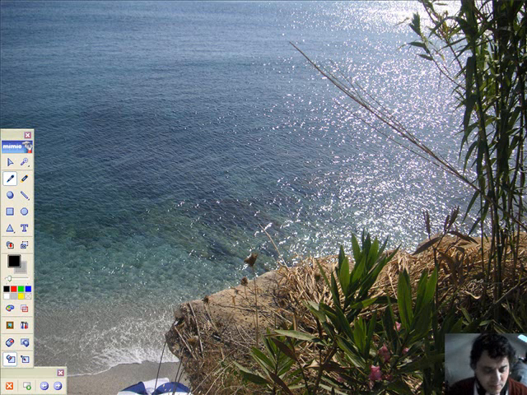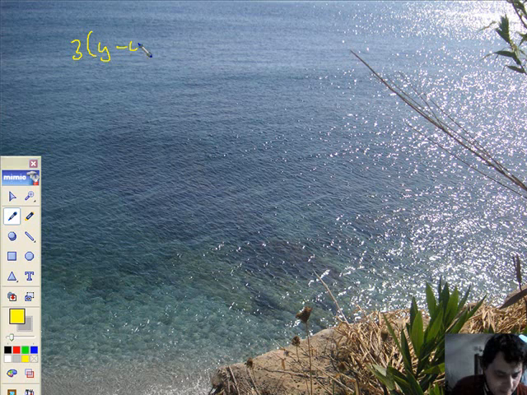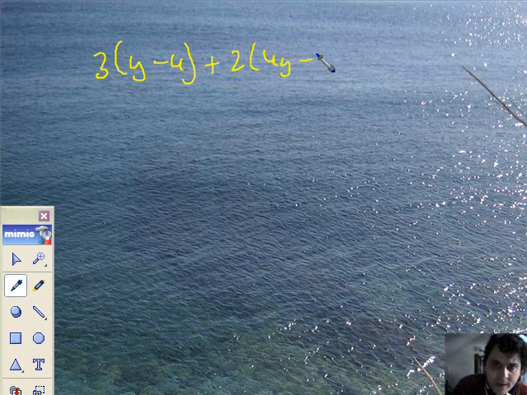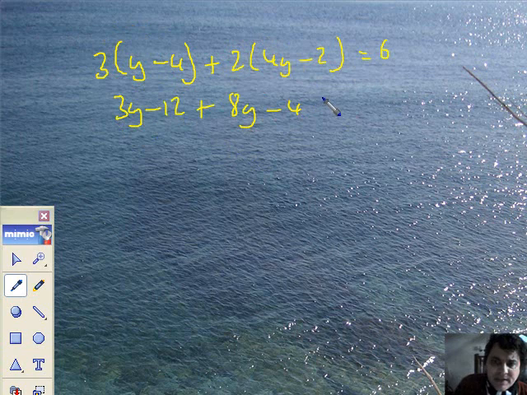So I'll do two of the hardest ones on question 2. Here's the first one I've got for you. It's work in yellow, nice and bright. It says here 3 lots of y minus 4, add on 2 lots of 4y minus 2, that will come to 6. So break it all open. 3y minus 12 plus 2 lots of 4y, 8y, 2 2's are 4 but it's negative, all comes to 6.